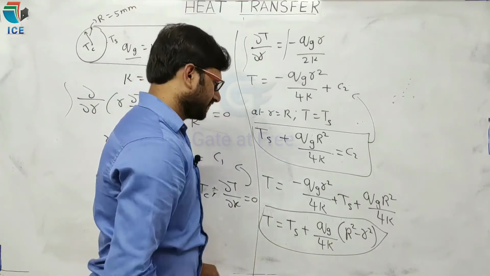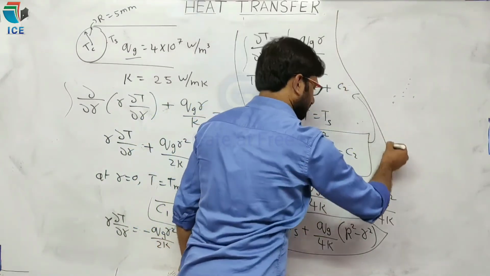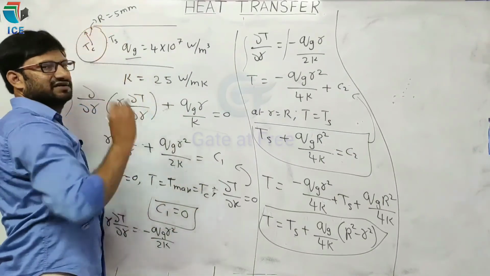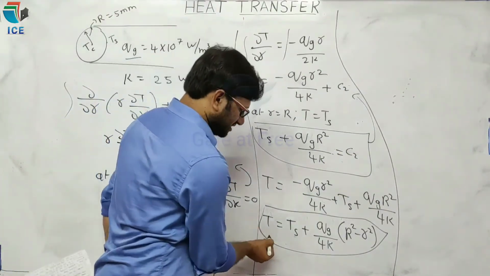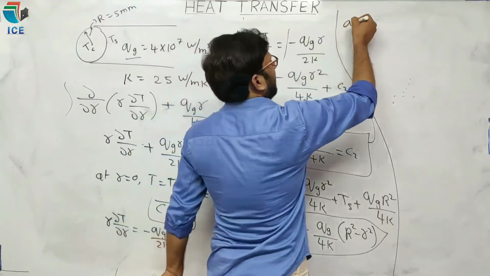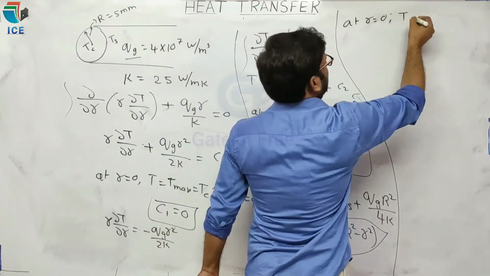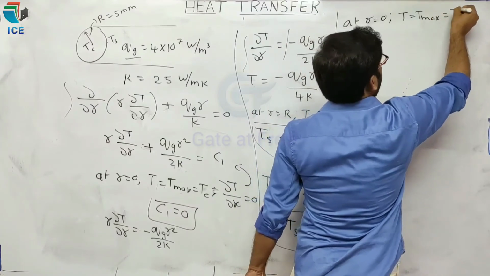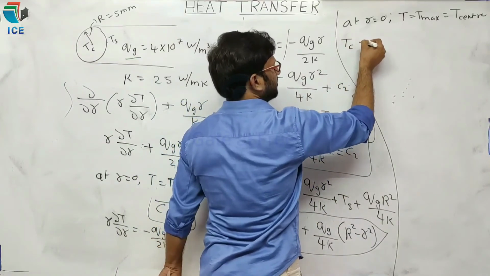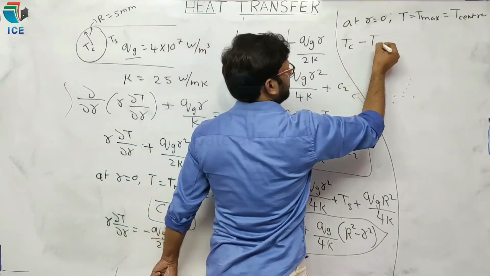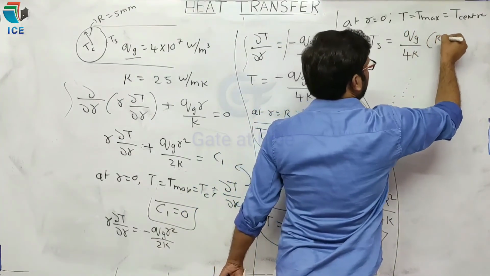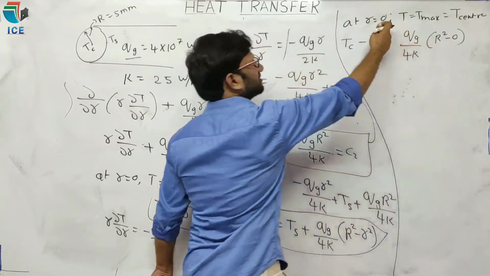Okay, right. Now, we want the temperature difference between the center and surface temperature. Now take this equation. This is the temperature distribution function. This is the equation you have to remember. Now, at r equal to 0, T equal to T max or T center. Substitute in this equation. In place of T, Tc. Send Ts to the left hand side. Tc minus Ts is equal to Qg by 4k into capital R square minus 0. In place of small r, 0.